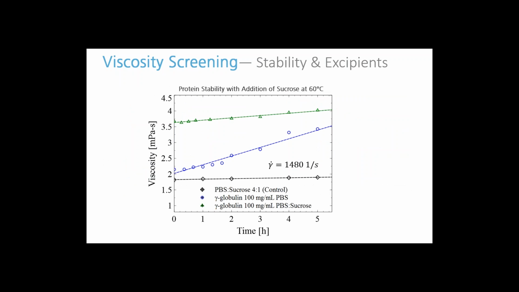The next example goes to show what's the effect of adding an excipient to our formulation. In this case, we have added sucrose to our gamma globulin and PBS solution of 100 milligrams per ml. We're doing all these measurements at the same shear rate, and as you can see, the blue signs, which are the same that I showed in the previous figure, show a significant increase in viscosity versus time. Our control solution, which is just PBS with sucrose, has a constant viscosity independent of time, as you would expect, but the solution with the excipient, with the sucrose in it, has a much smaller viscosity increase with time at a given temperature. That's because the protein itself is being stabilized due to the addition of the excipient.